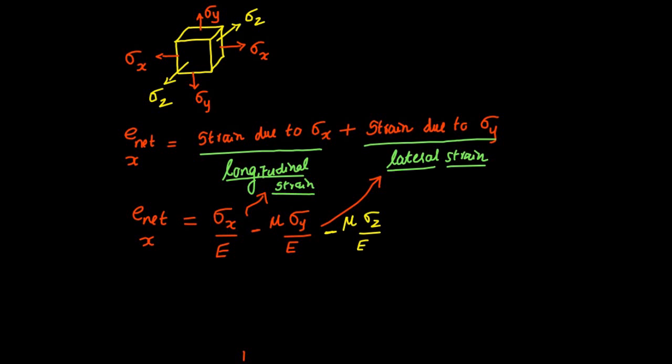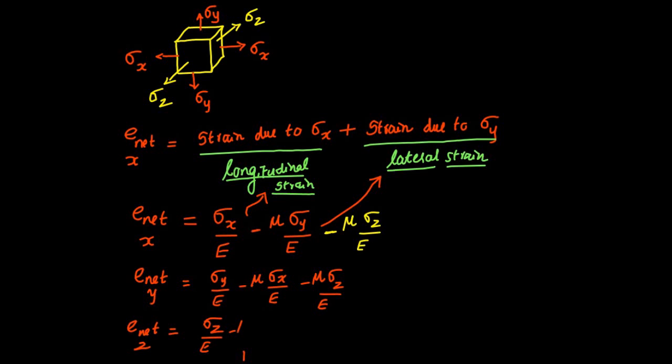In exactly the same manner, I can now write the net strain that is produced along the y direction. That will be sigma y by E minus mu into sigma x by E minus mu into sigma z divided by E. Similarly, net strain that is produced along the z direction can be written as sigma z by E minus mu into sigma y by E minus mu into sigma x divided by E.